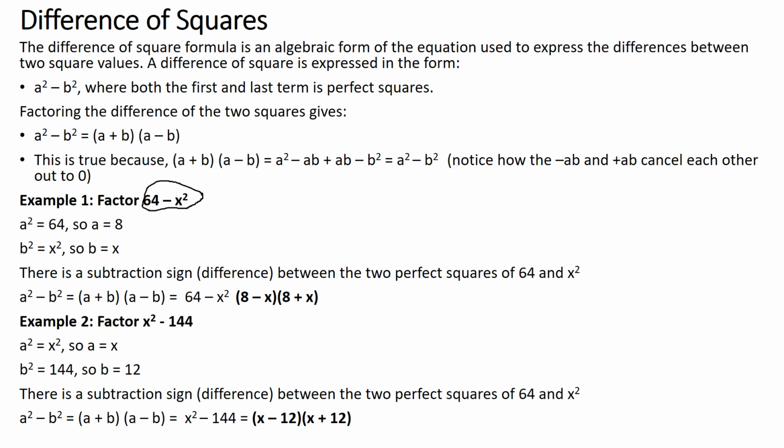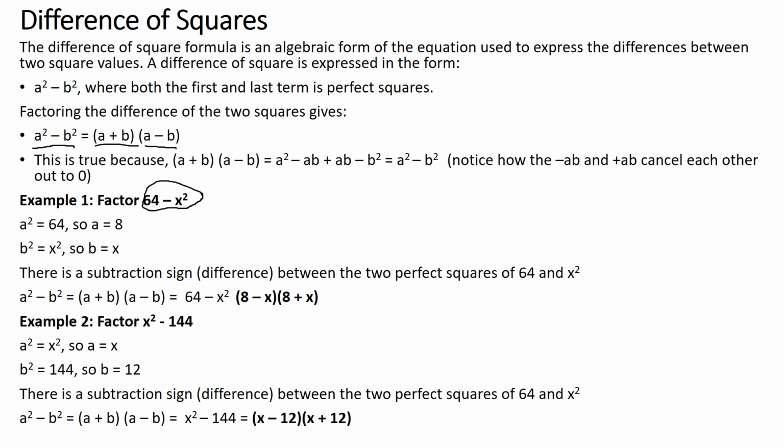64 is a perfect square. 8 times 8 is 64. And then x squared is a perfect square. X times x is x squared. But when we factor this out, it's actually pretty simple. A squared minus b squared will factor out to a plus b and a minus b.